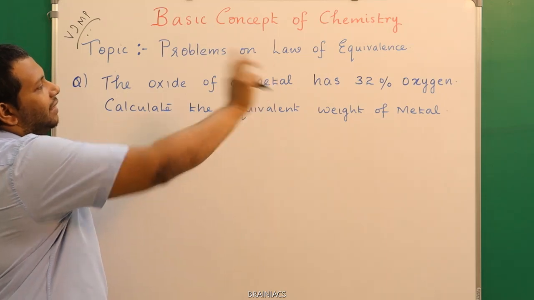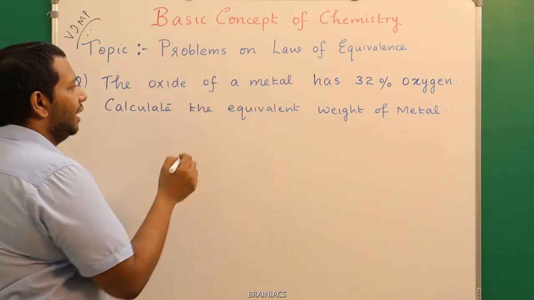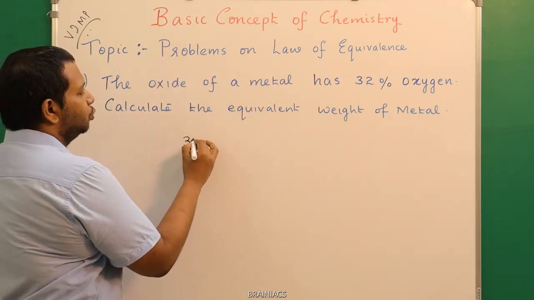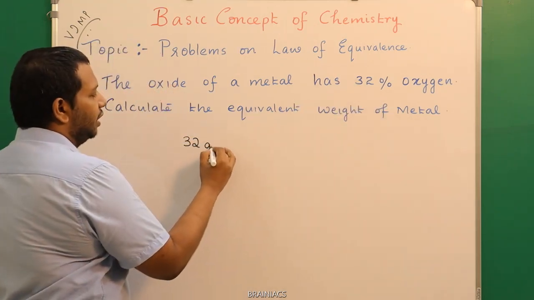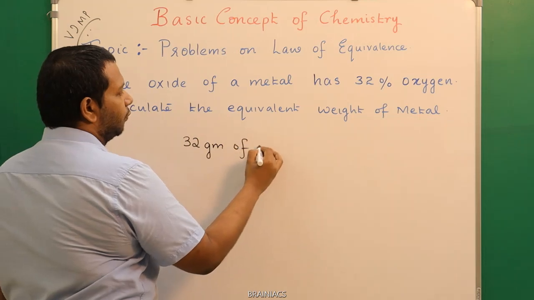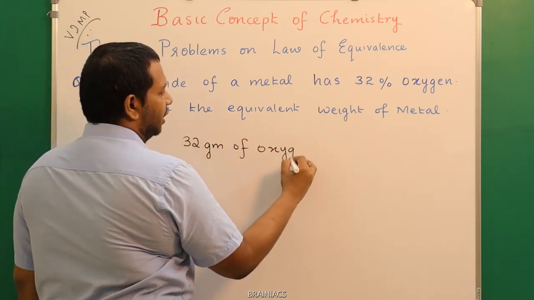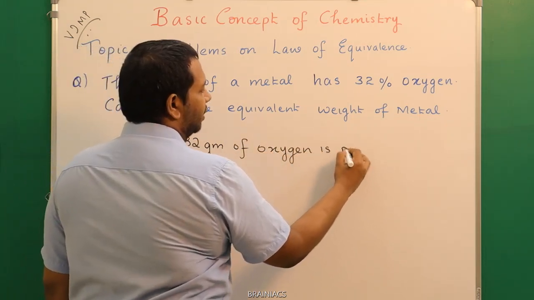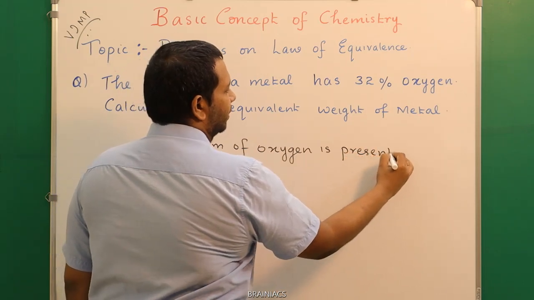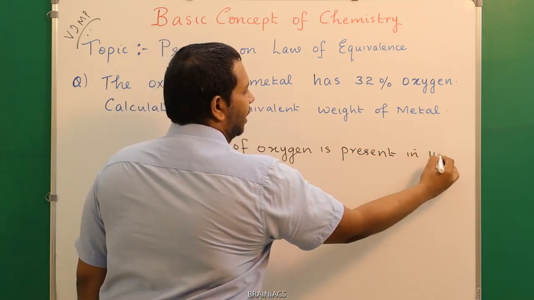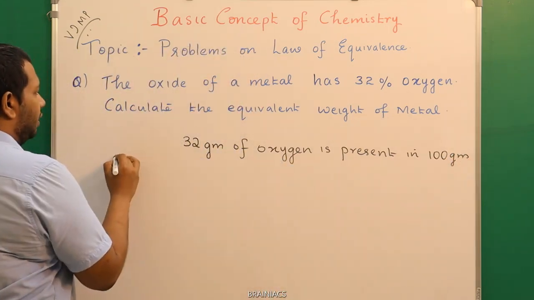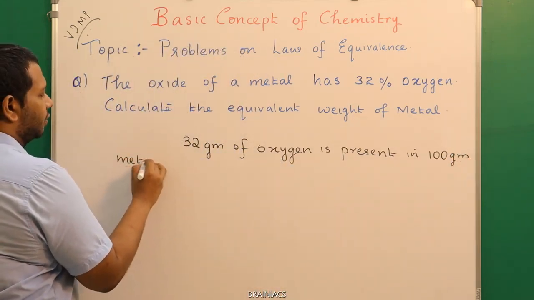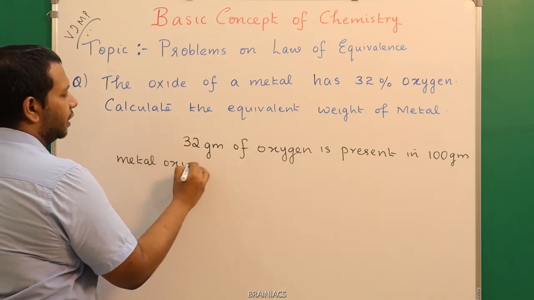The oxide of a metal has 32% oxygen. That means 32, you know that this is mass percentage, correct? So I can say 32 gram of oxygen is present in 100 gram of what? 100 gram of metal oxide, correct? That is the meaning of that.